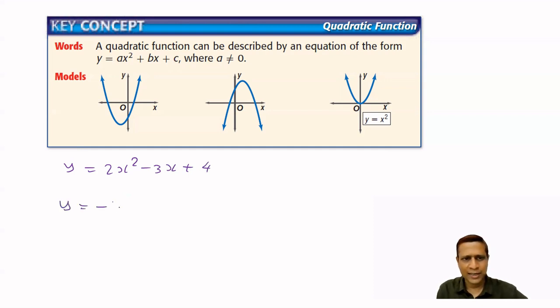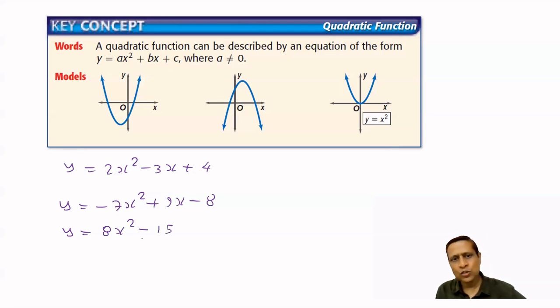I have y = -7x² + 9x - 8. This is quadratic function. If I write y = 8x² - 15, that is also quadratic function. And if I write y is equal to simply x², that is also a quadratic function.